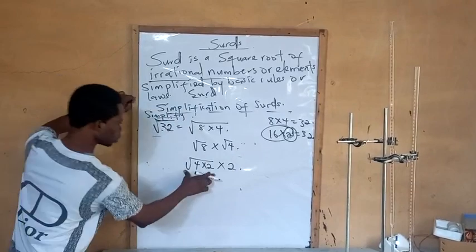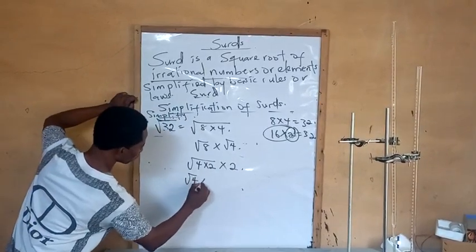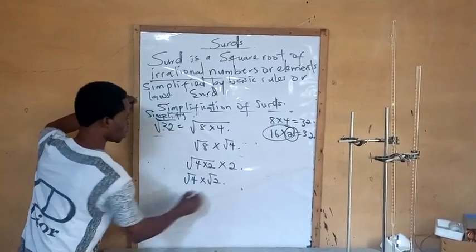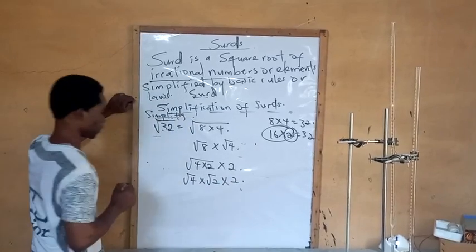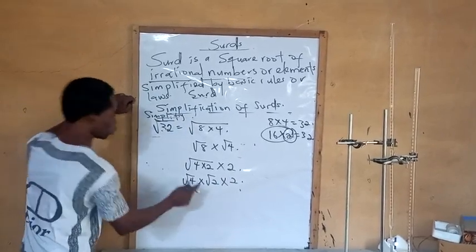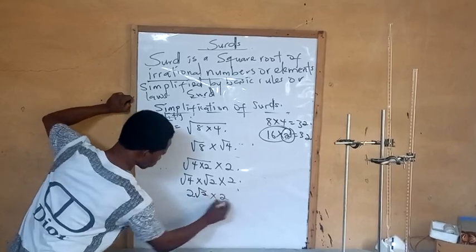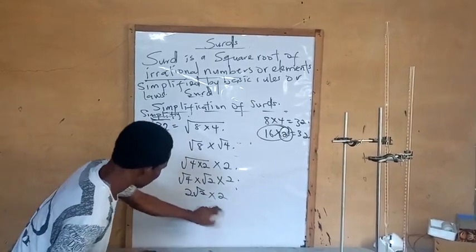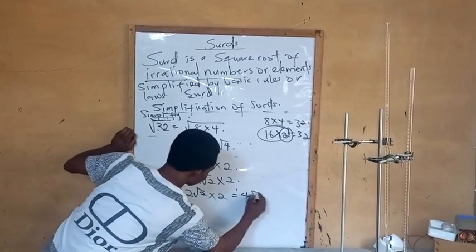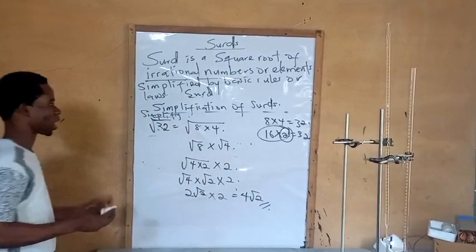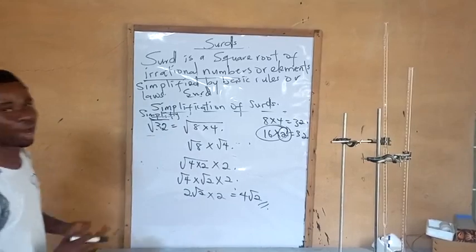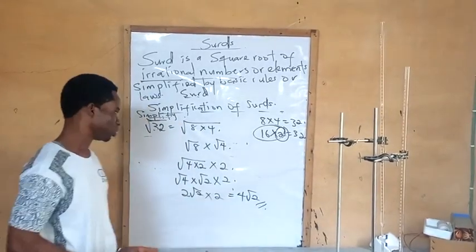Are you getting what I'm saying now? So this one becomes square root of 4 times square root of 2 times 2 times 2. And what's square root of 4? That is 2, root 2 times 2. Now, 2 times 2 here, that is 4 root 2. And you see, we arrive at the same answer.